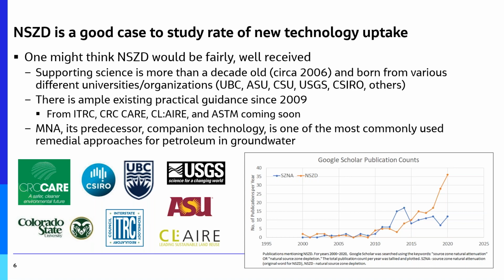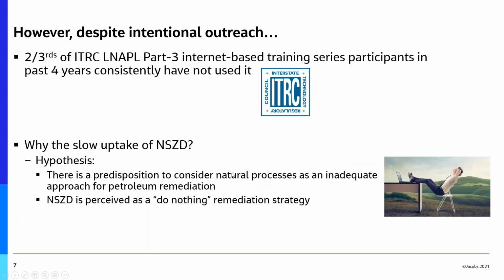And then you can see in the lower right corner that the publication counts are going up quite a bit. This really just tracks the number of publications as seen in Google Scholar with either the word NSZD or source zone natural attenuation. You can see the publications going up, and it really started, let's say, early to mid 2000s. And here we are in 2020 and still talking about it. So yeah, still talking about it.